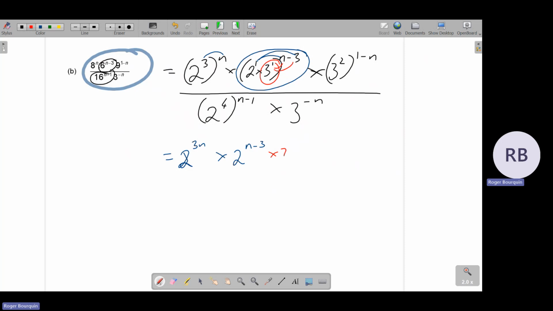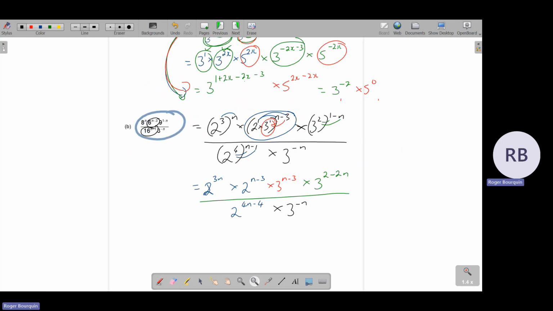So it'll be times 3 to the n minus 3. And then here, I'm multiplying the 2, distributing the 2 there. So 2 times 1 minus n gives us 3 to the 2 minus 2n at the bottom. Over here, we've got 4 times n minus 1, which becomes 2 to the 4n minus 4, and then times 3 to the negative n.